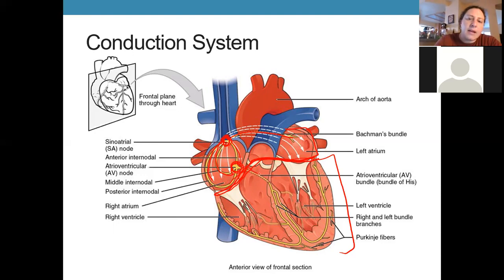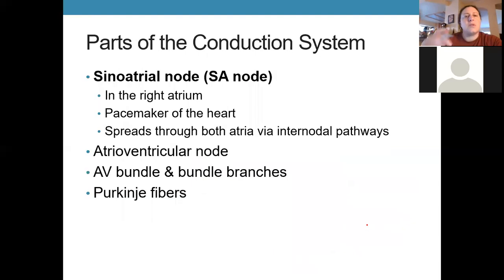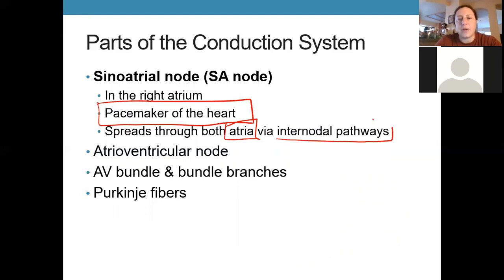And then it's got an AV bundle that sends it down to this septum, which divides the left and right side. That branches into what we call bundle branches. And then it rounds the corner and goes up the outside walls as these things called Purkinje fibers. So the sinoatrial node is the pacemaker of the heart. In a healthy heart, this is the guy that's spontaneously depolarizing and actually setting the pace of our heartbeats. When it does depolarize, it spreads that action potential through both of the atria pretty much simultaneously via internodal pathways. That's what we call those little lines spreading out to each atrium.